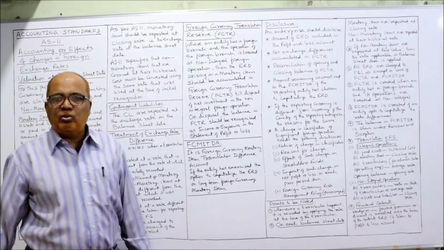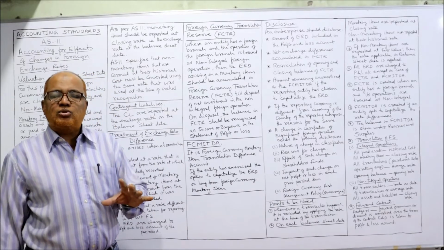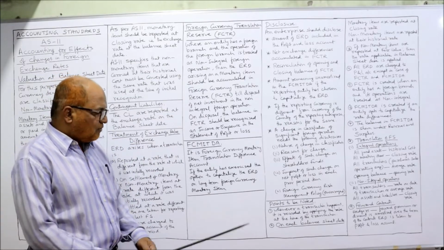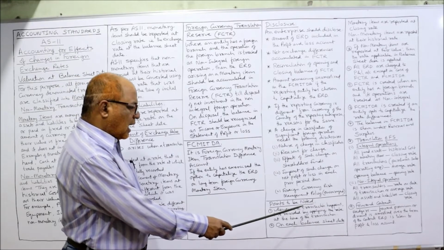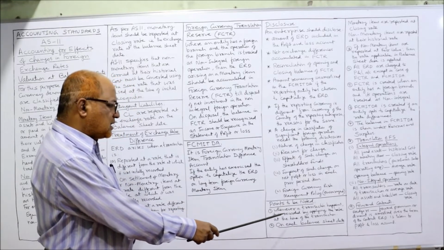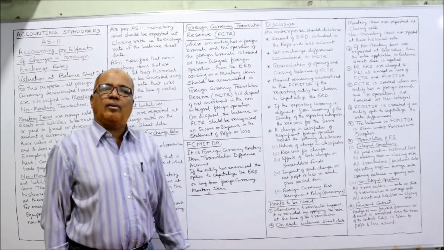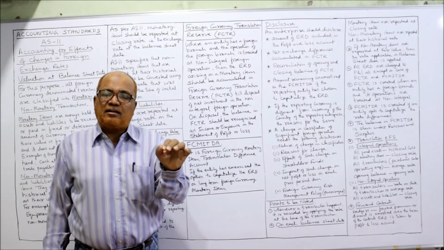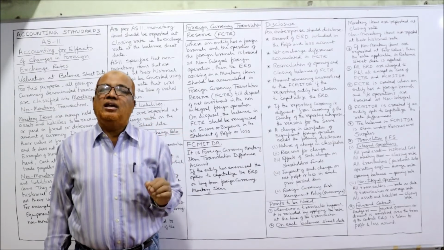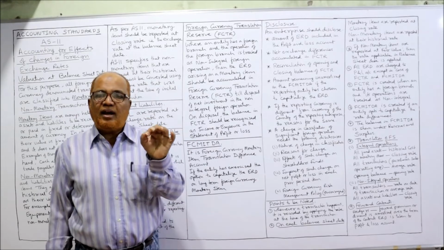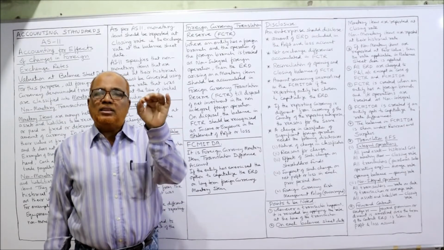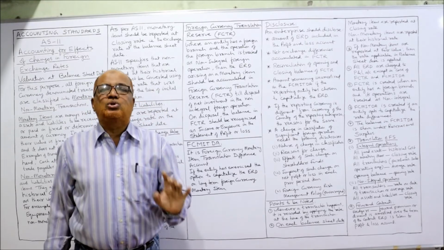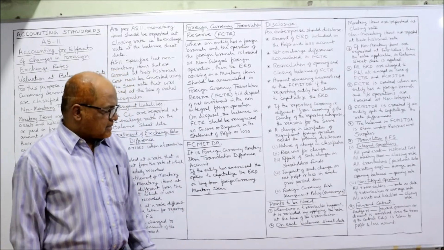Now, points to be noted. Some points to be noted by those firms which have foreign currency transactions. First point, whenever a transaction happens, it is recorded by applying the rate at the time of the transaction. First of all, the transaction should be recorded at the rate of initial recognition. That means whenever a transaction takes place, on that date, what is the exchange rate? That rate will be used for recording the transaction.